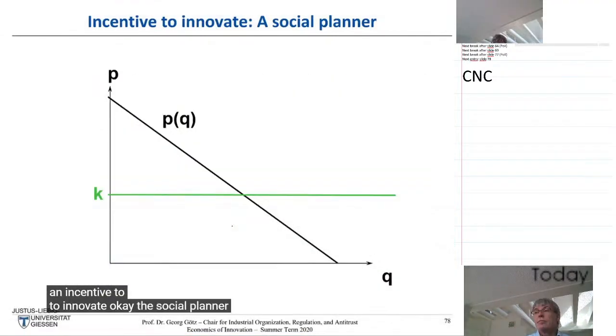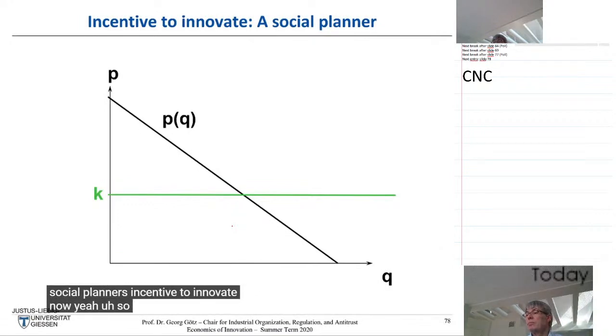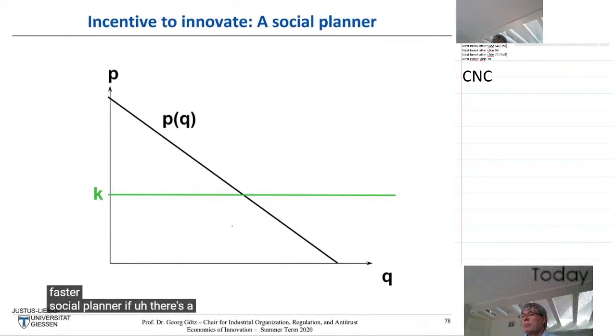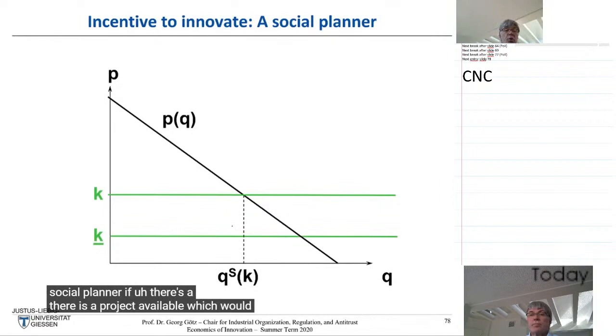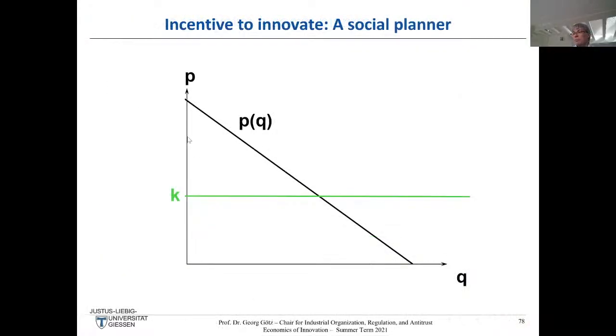Okay, the social planner. What would be the social planner's incentive to innovate? Now I can do it faster. If there is a project available which would reduce cost from K to K lower bar, of course the social planner would set price equal to P lower bar, and then set this quantity as output, the socially optimal quantity, and the gain from this innovation would be the rectangle plus the triangle.